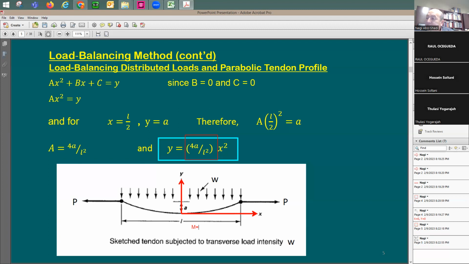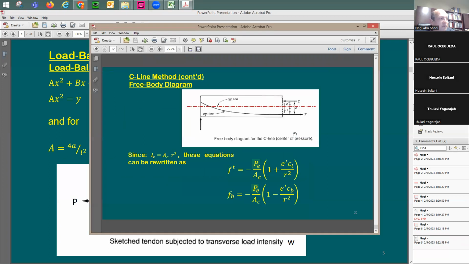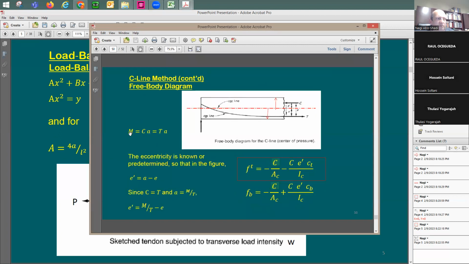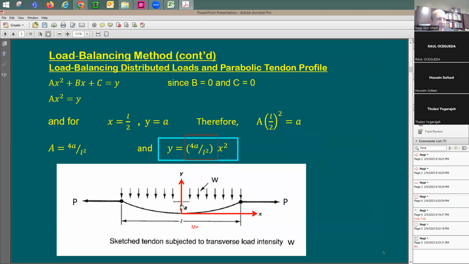Previous slide set, go to the end. Moment equals C times A, correct? Or T times A, the force times the eccentricity. Where is the eccentricity here? A. Therefore, the moment is going to be equal to P times A. This gives you the internal moment.